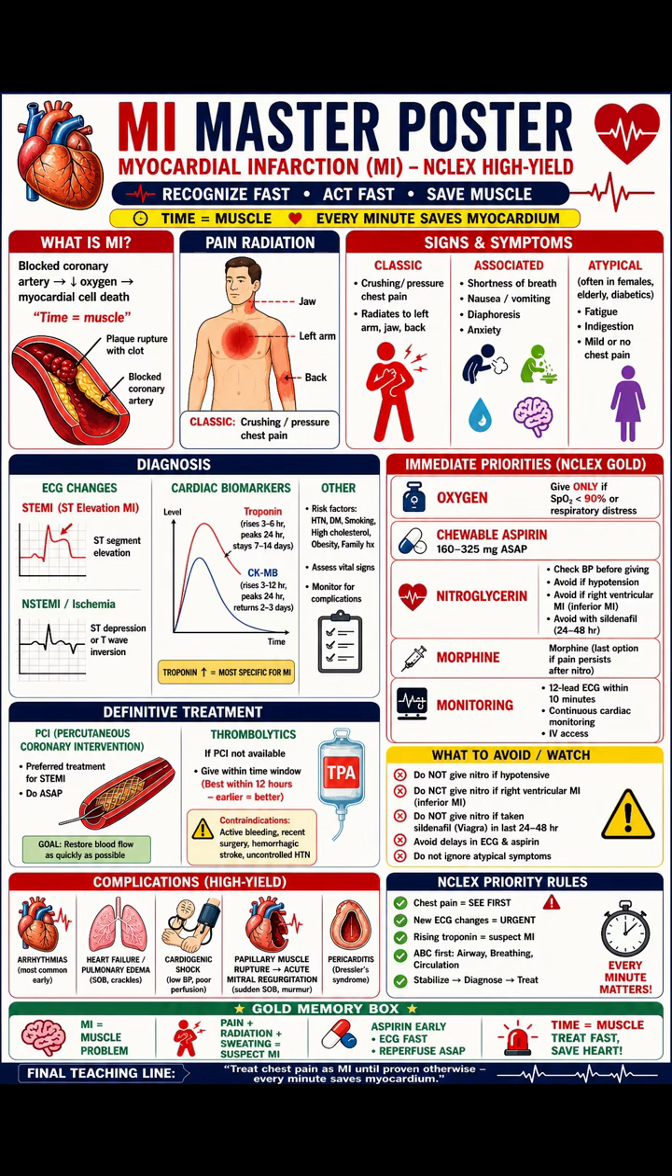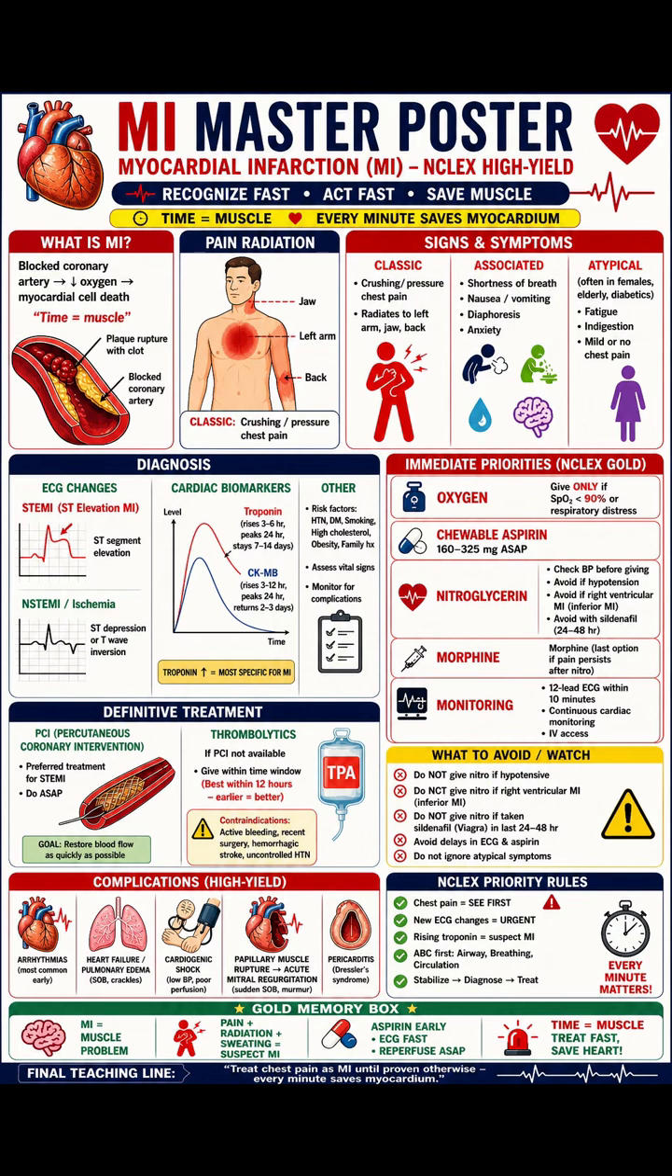Let's talk about the treatment. Give oxygen only if SpO2 is less than 90% or the patient is in respiratory distress. In relation to the medication, first give chewable aspirin. Give it as soon as possible. And next one is nitroglycerin. Make sure you check blood pressure before giving nitroglycerin. As I already explained in the previous drug class, avoid it if the patient is hypotensive. Avoid in right ventricular MI and don't give with sildenafil. So next one is morphine. Give morphine only if the pain persists even after giving the nitroglycerin.